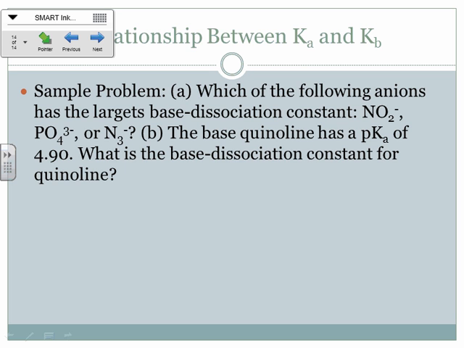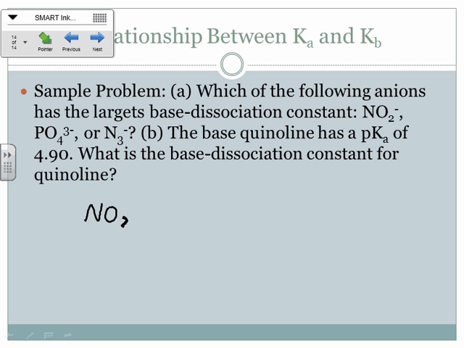Okay, we can look up the Ka for the conjugate acid of NO2⁻, right? What would the conjugate acid of NO2⁻ be? HNO2, right? It's just with a hydrogen on it. If you're not sure about that, here's how you can do this.